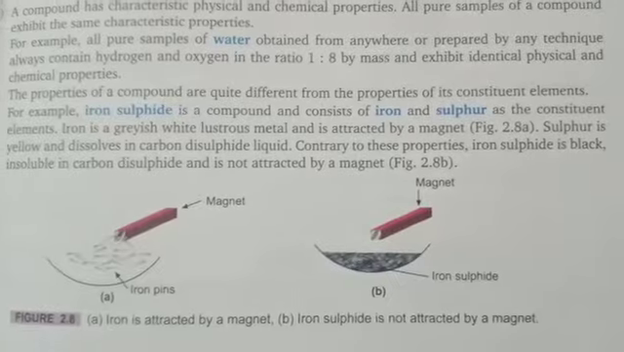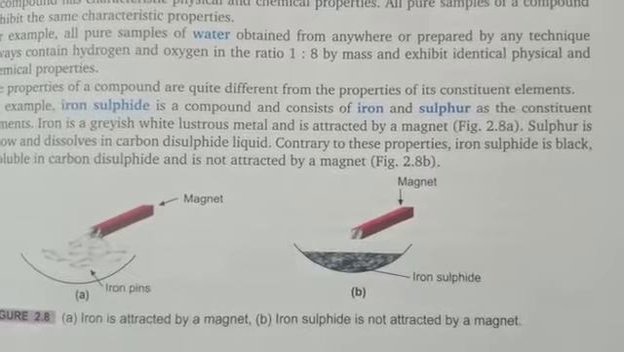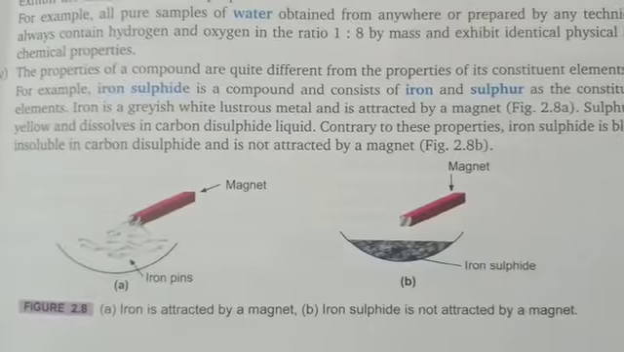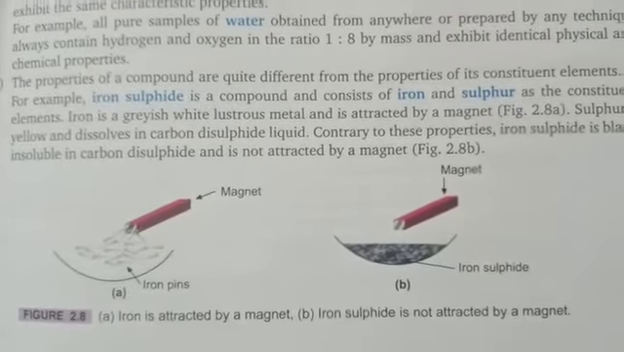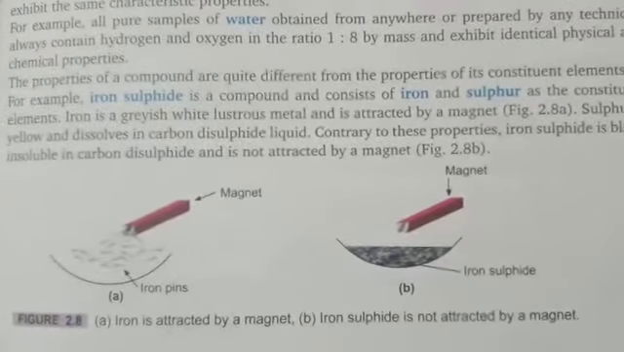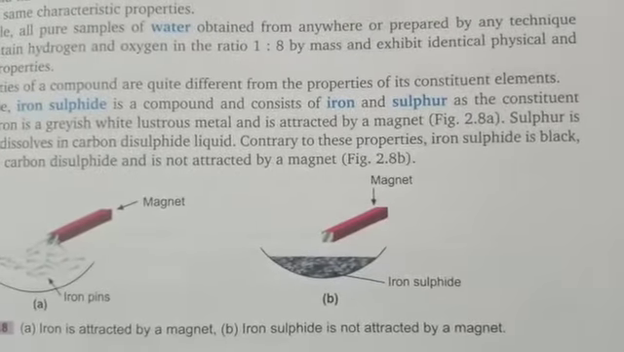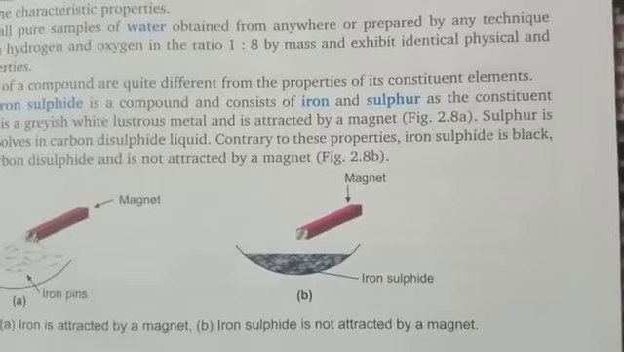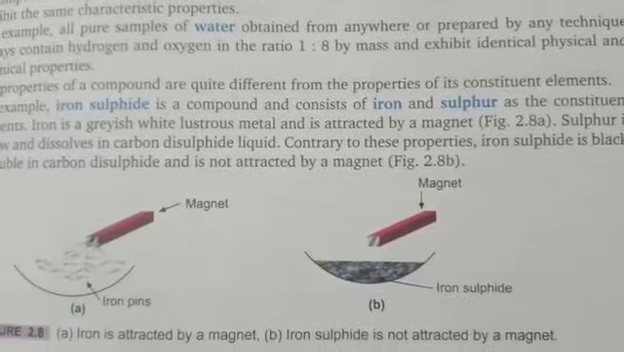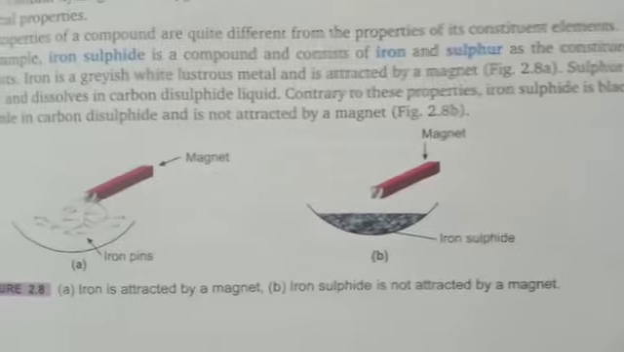For example, iron sulfide is a compound and consists of iron and sulfur as constituent elements. Iron is a grayish-white lustrous metal and is attracted by a magnet. Sulfur is yellow and dissolves in carbon disulfide. Contrary to these properties, iron sulfide is black, insoluble in carbon disulfide, and is not attracted by a magnet. See here the diagram.